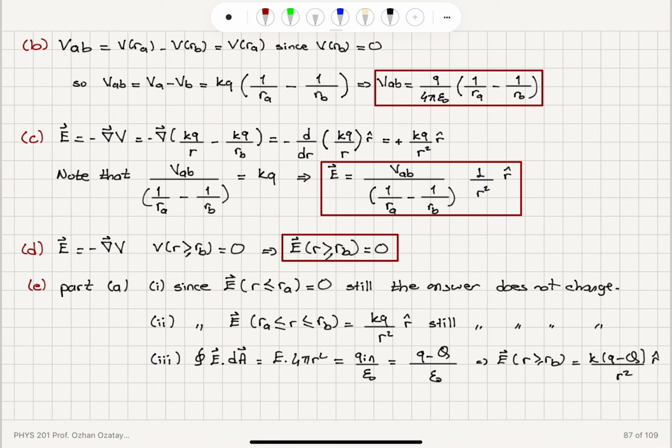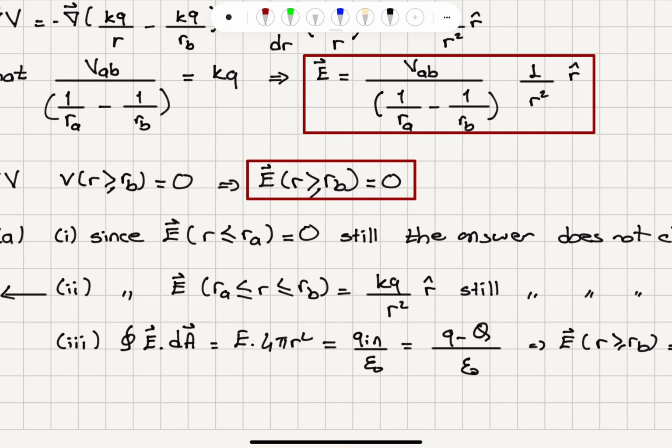So the answer for the electric field doesn't change, but actually there is a change in potential here. So I can say that for this region, the potential between r sub a and r sub b is going to become kq over r minus k capital Q over r sub b. So the potential actually will change in this region. So that's for this part. Now, the electric field doesn't change.